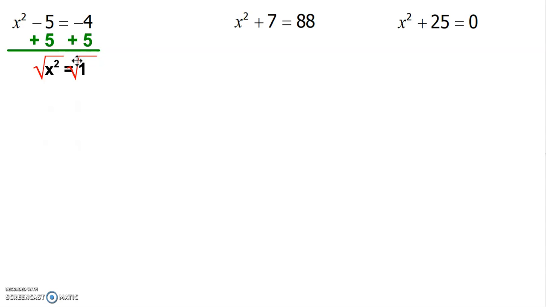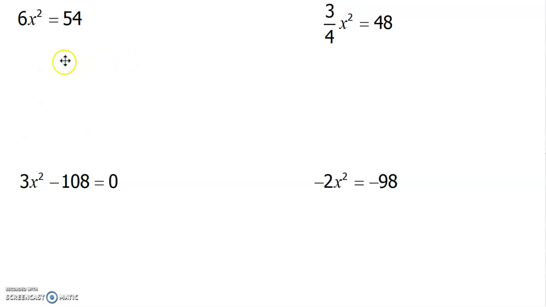And then we square root both sides. The square root of positive 1 is plus or minus 1. Both positive 1 and negative 1, when we square it, will give us 1. So our solution set is negative 1, 1. These other two problems are on your own. Be careful with x squared plus 25 equals 0.